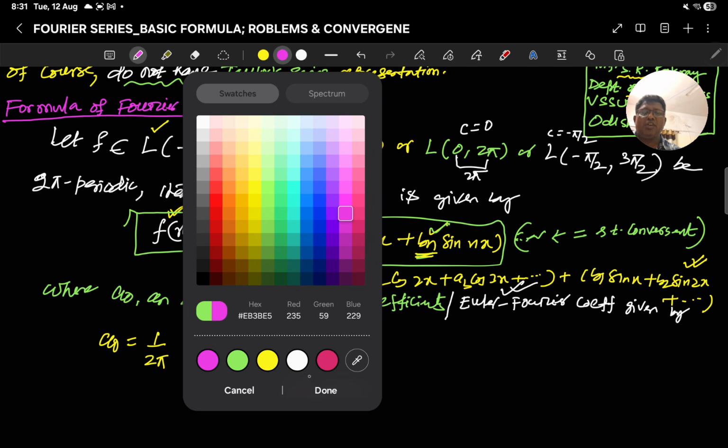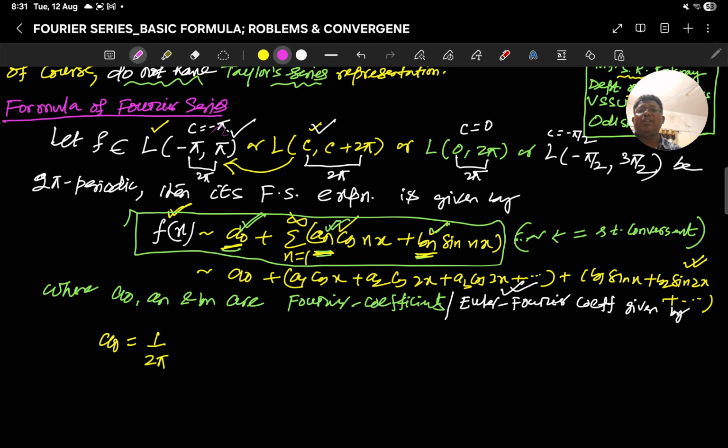Suppose I am taking this interval, minus pi to pi. Then I will take the limit from minus pi to pi. If this interval is given, I have to take the limit from 0 to 2 pi. If this interval is given, I have to consider the limit from this, or in general I have to take the limit of this, right?